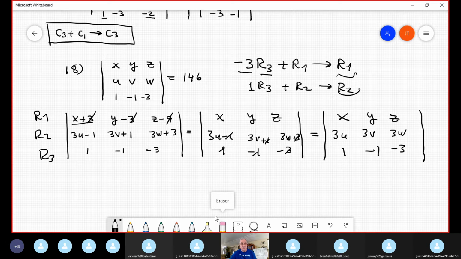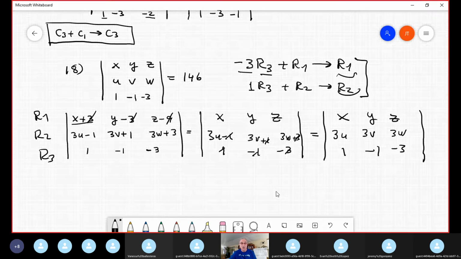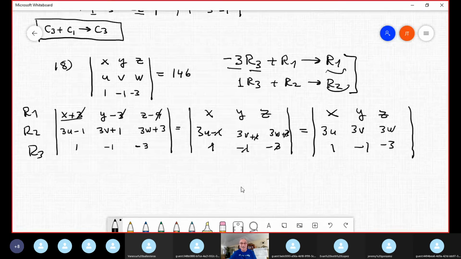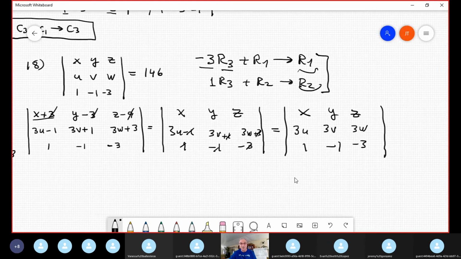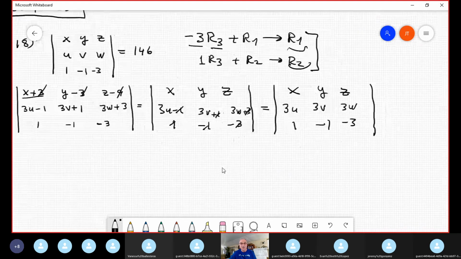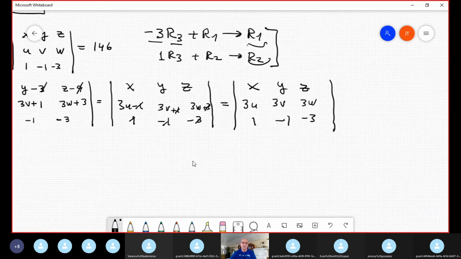Entonces, let me try to understand. When you apply row operations or column operations, the new determinant is equivalent. Not equivalent, it's the same. It's the same number. Okay, it's the same number.